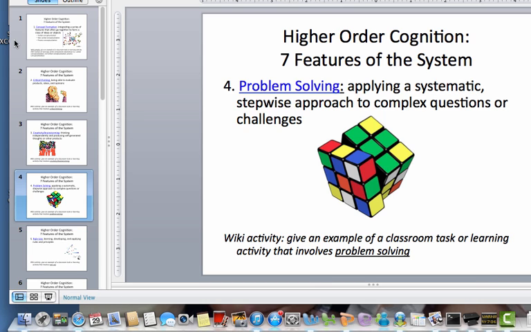When you're ready, take your time, think about an example of a classroom task or learning activity in your work that involves problem solving, and please add that to the page on the Moodle site.